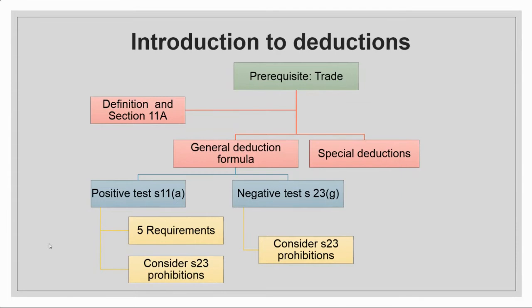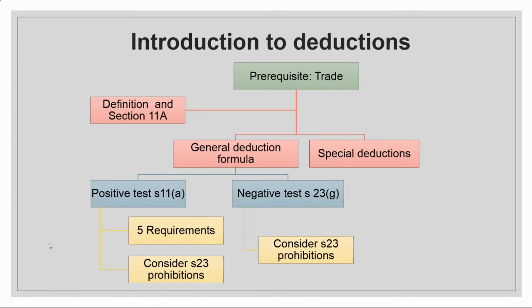Okay, so the first test we call the positive test. That's Section 11A. That's your general deduction formula. Now, there are 5 requirements, which we will discuss shortly, which need to be met before you are allowed to deduct an expense as a general deduction or allowable deduction in your income tax return.